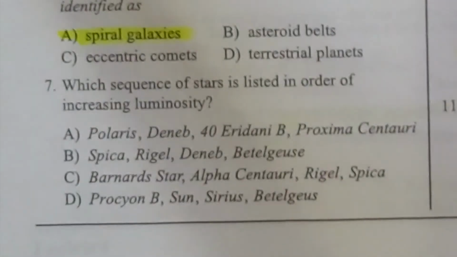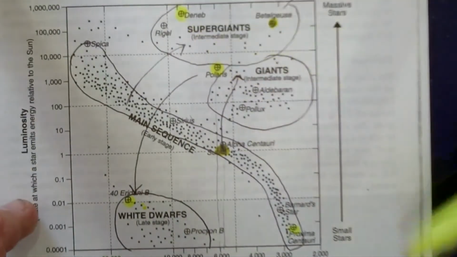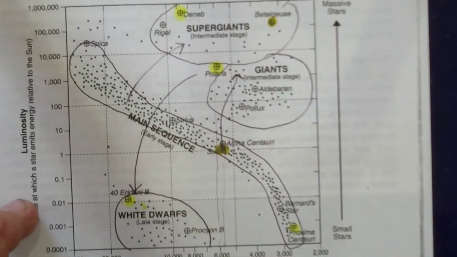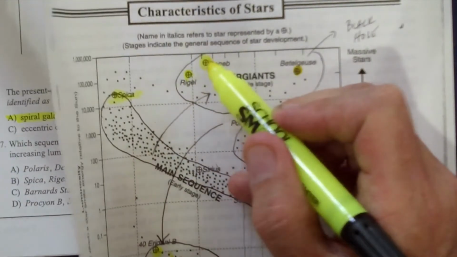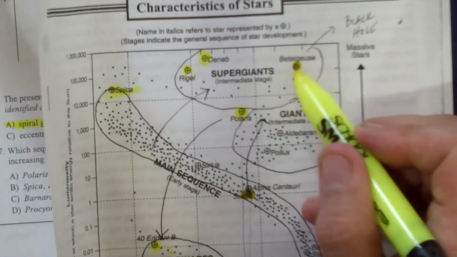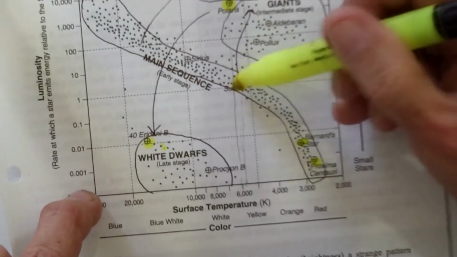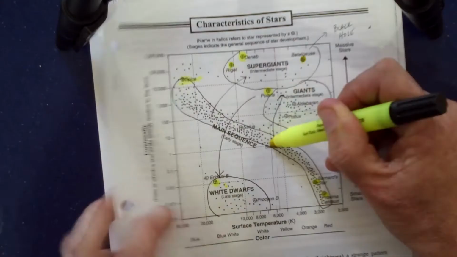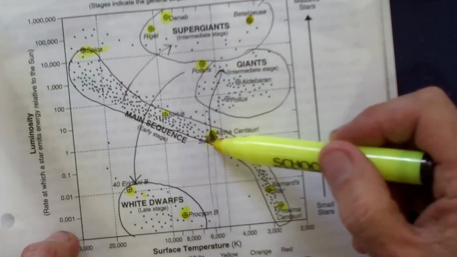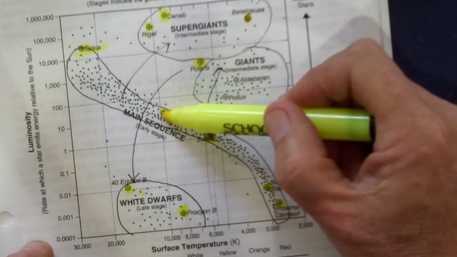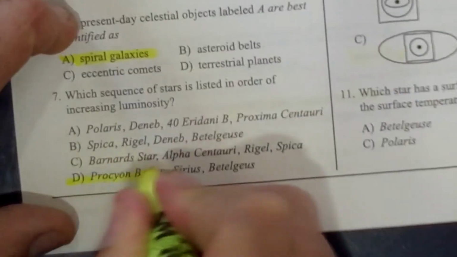Which sequence of stars is listed in order of increasing luminosity? Starting at Polaris, Deneb has a higher luminosity than Polaris, but Eridani B has a lower. Starting at Spica, Rigel is more luminous than Spica. Deneb is more luminous than Rigel, but Betelgeuse is less luminous. Starting at Barnard's Star, going up to Alpha Centauri increases in luminosity. Going up to Rigel, increasing luminosity, but Spica is lowering luminosity. Procyon B, the sun would have a higher luminosity. Sirius would have a higher luminosity than the sun, and Betelgeuse would have the highest luminosity.